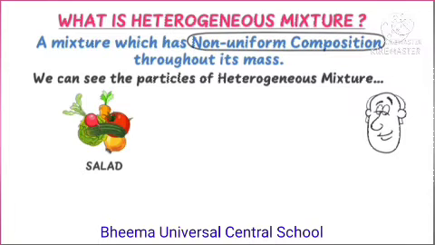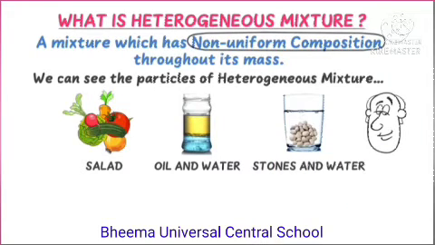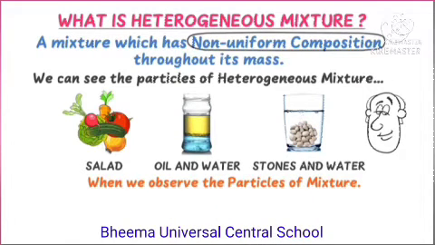The second example of a heterogeneous mixture is oil and water. When you add oil to water, you will get a heterogeneous mixture. You can easily identify the layer of oil above the water. The third example of a heterogeneous mixture is stones and water. If you add stones to water, it is known as a heterogeneous mixture. We can easily identify the stones in water. When we can observe the particles of a mixture, it is called a heterogeneous mixture.